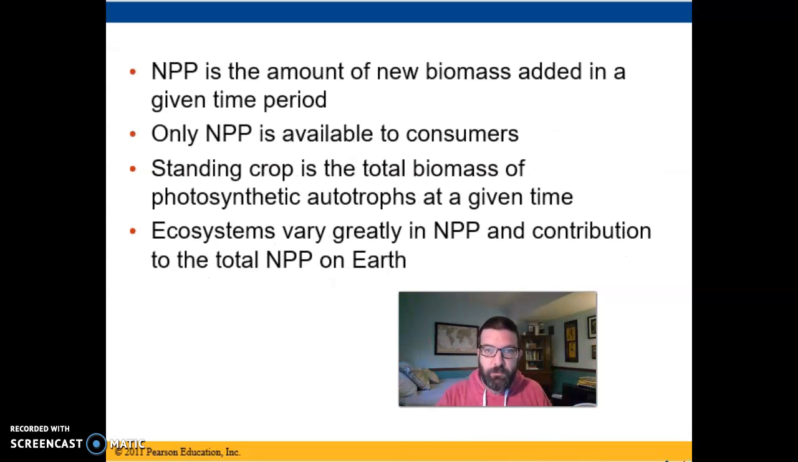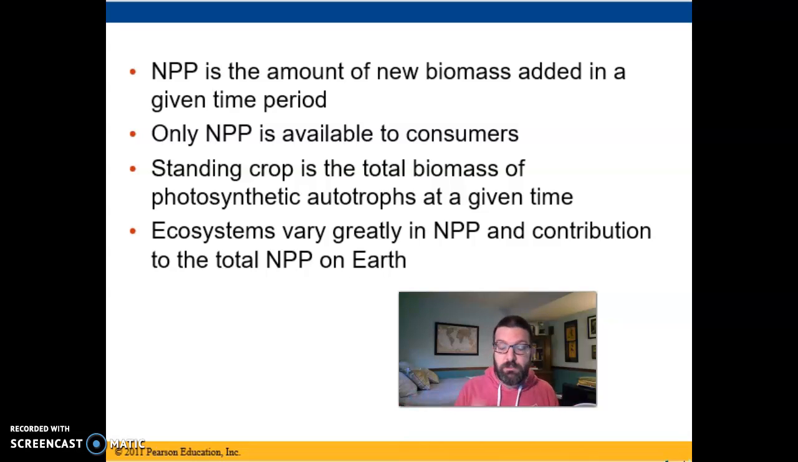Another way to look at net primary productivity is just the amount of new biomass added in a given period of time. And the gross primary productivity is less relevant. It's only the net primary productivity that is available to consumers, to herbivores on up. And sometimes this is called the standing crop, the total biomass of photosynthetic autotrophs at a given time.